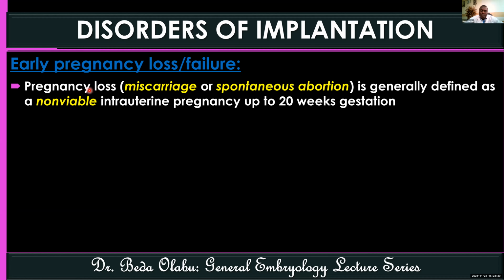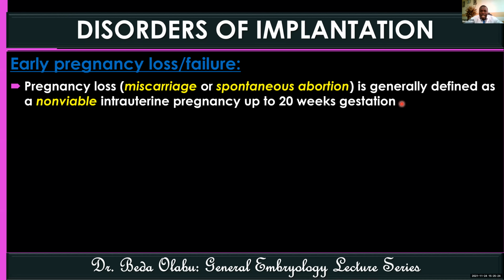The term pregnancy loss, sometimes called miscarriage or spontaneous abortion, is generally defined as a non-viable pregnancy up to 20 weeks of gestation. So basically the first half of the pregnancy, if the baby is not viable, we are looking at the viability of the baby. If the baby is not viable, which means the baby is dead, basically, that's a pregnancy loss. So you can call it miscarriage or spontaneous abortion.